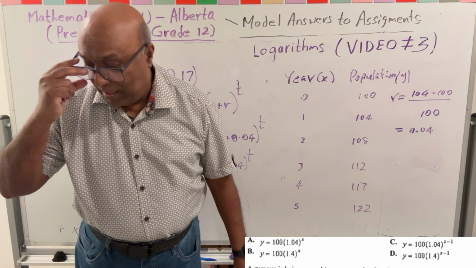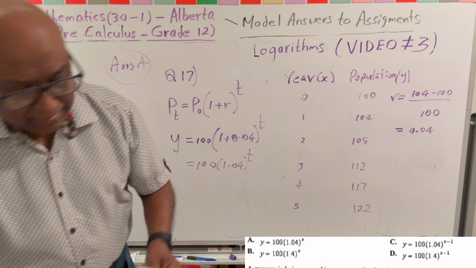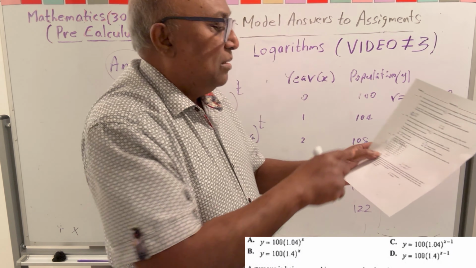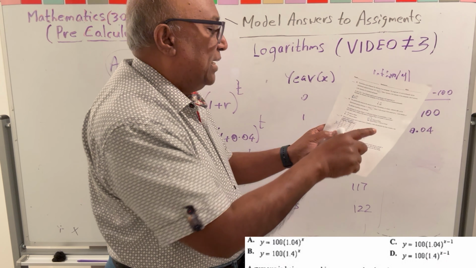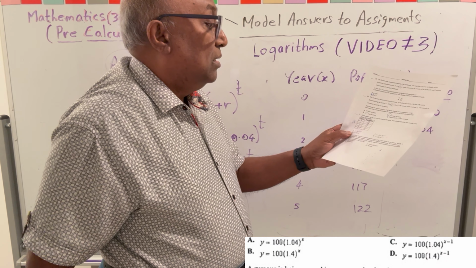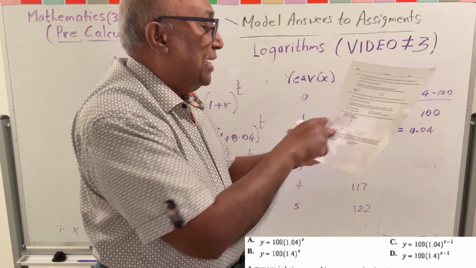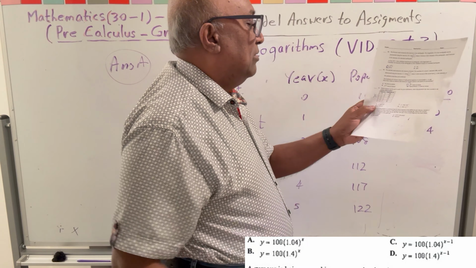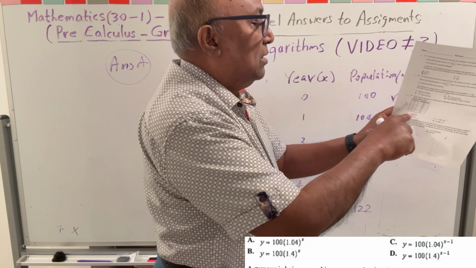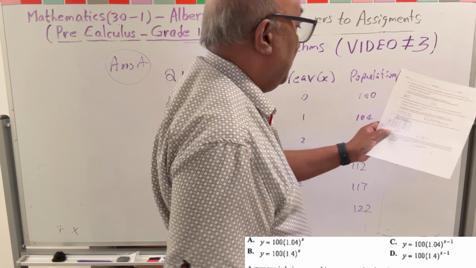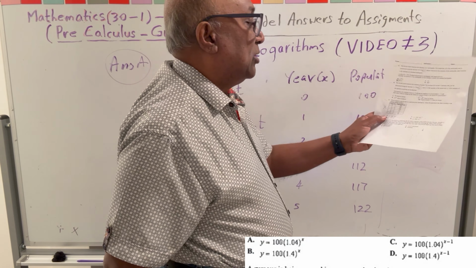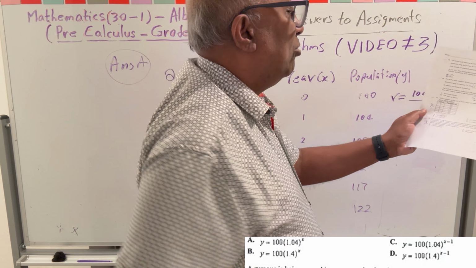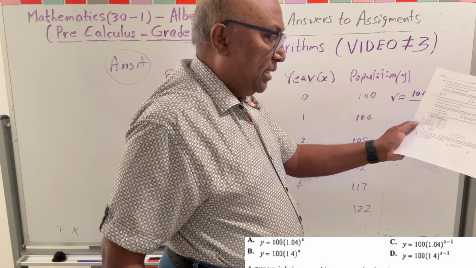This is one way of doing this one. Otherwise, there is another way of verifying this. Out of this equation, by putting the x value, you can check these optional answers. For example, if you put x equal 1 in the first equation, y equals 100 times 1.04 to the power 1. Okay, that means answer A is correct. If you put x equal 1 in other options, you are not getting this answer. That is another way of doing it.